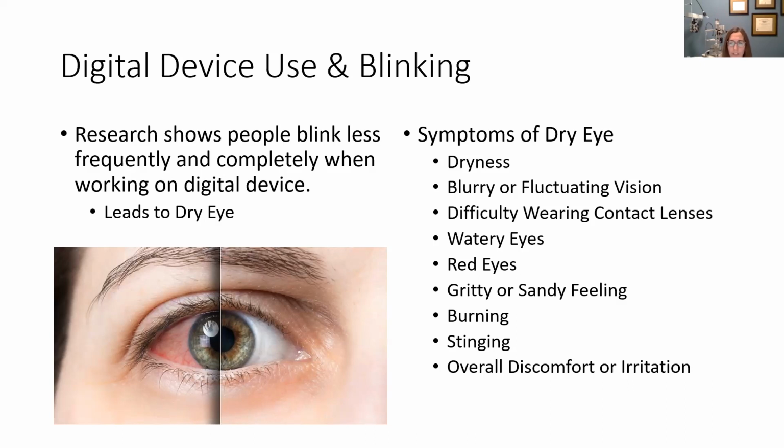Blurry or fluctuating vision. That has to do with not having that nice smooth tear layer to start off with, so the light's going to get scattered around more. So your vision's going to kind of go in and out. A symptom would be if you stop and blink your eyes and you feel like you're seeing better after you blink, you've refreshed your tears. So that can be a sign that your eyes are dry.